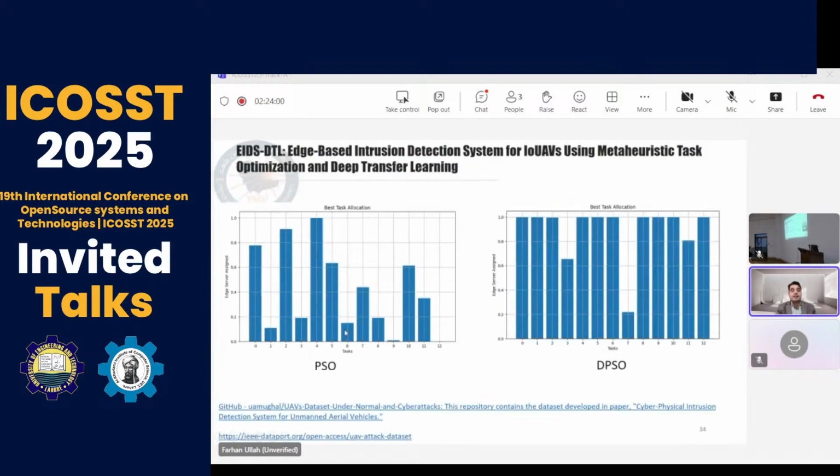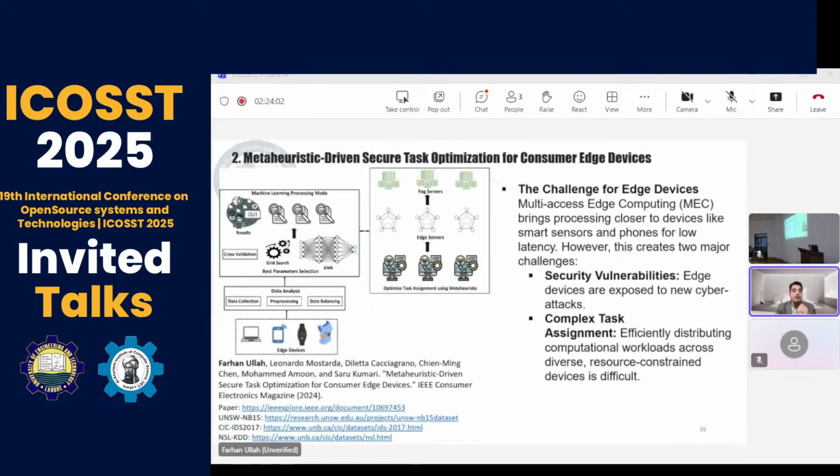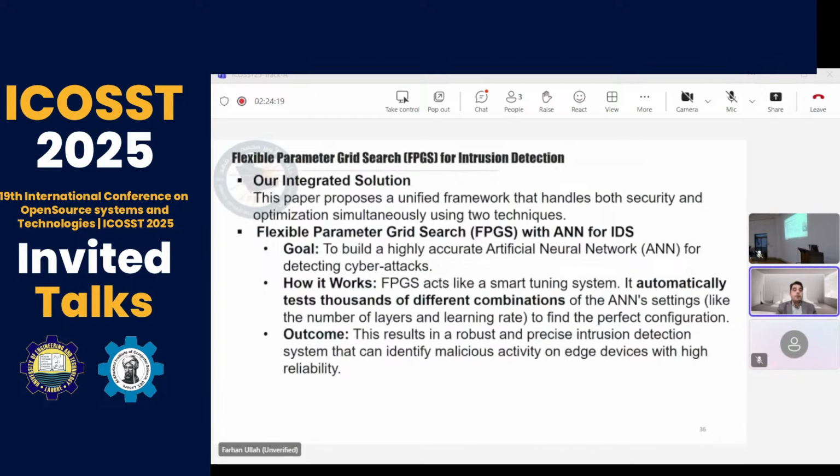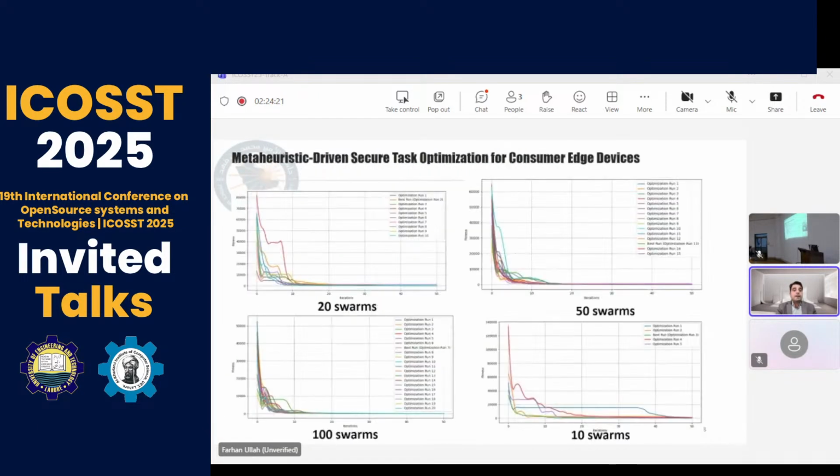Another paper is this one we have published as first author. And this is also another paper. We have used a meta-heuristic algorithm with the genetic algorithm to optimize tasks on the servers and to deal with classification and detection problems. This is another paper.